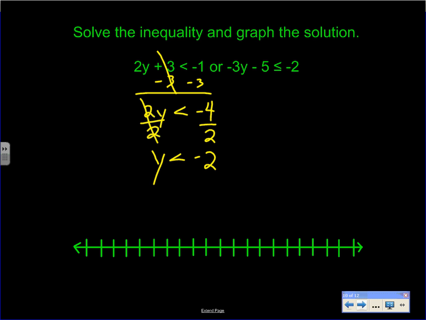What are we looking at? Let's go ahead and do it in a different color here for you. Trying to get y by itself, so we add 5. Negative 3y, the 5's canceled, is less than or equal to negative 2 plus 5. Negative 2 plus 5, what is it? It's 3. Yes. Divide by negative... ring, ring, ring.